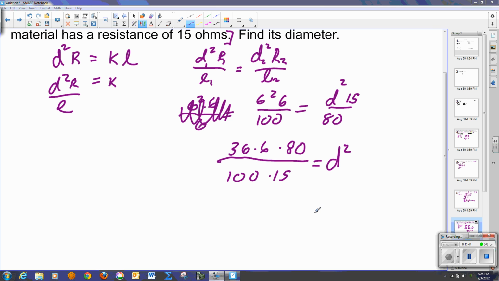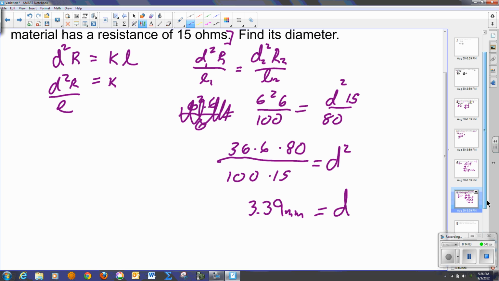So if I take the square root of both sides, I end up with approximately 3.39 as my diameter. And that would be probably, what was that, millimeters? All right. Let's move on to our next example.